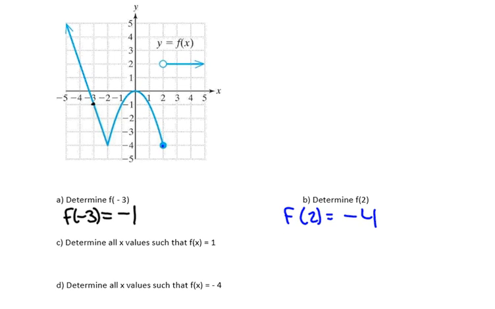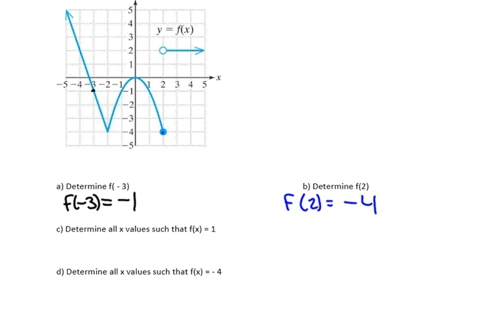Let's go to part C then. Determine all x values such that f of x is equal to 1. Now this time around they're saying when the range, or when y is 1, what is x? So I can draw this very quickly. When y is 1, looks like we have a point about right here. And that looks to be about, I'd say about negative 3.5. So x is equal to negative 3 and 1/2.